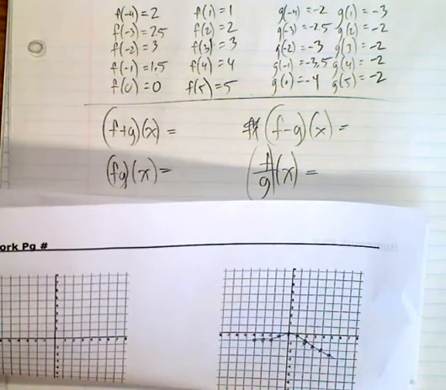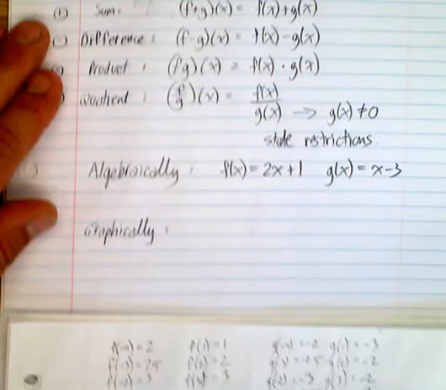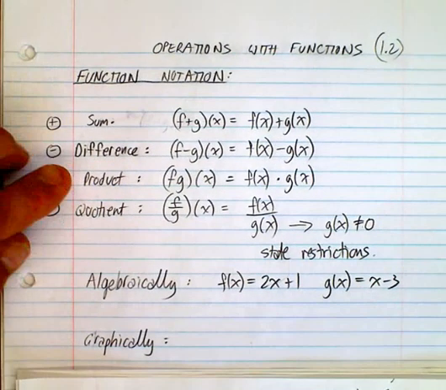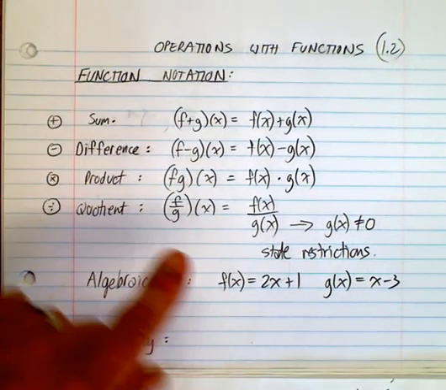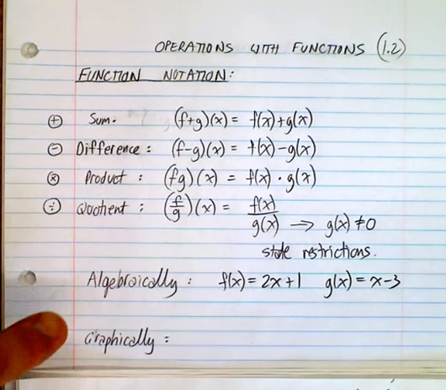So now we're looking, folks, at operations with functions. We got sum and difference, product and quotient. With the quotient, we need to state restrictions. We can combine them either algebraically or we can combine them graphically.